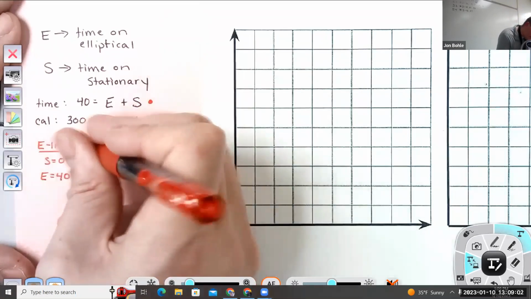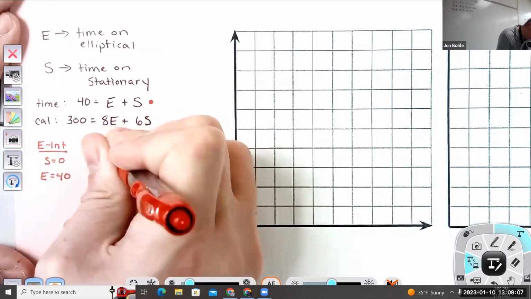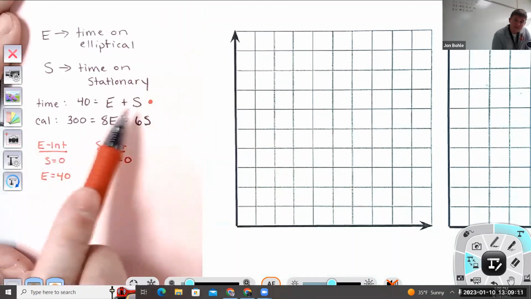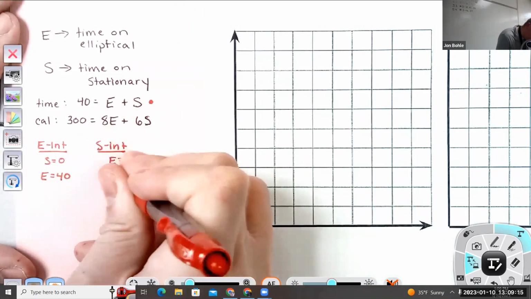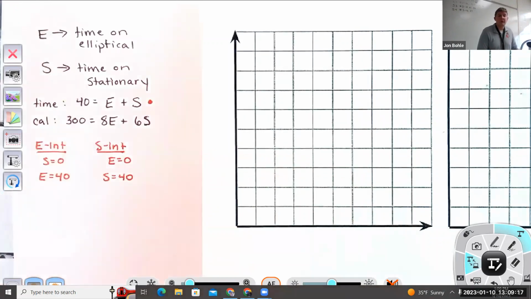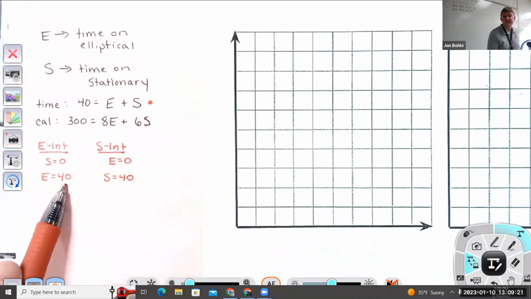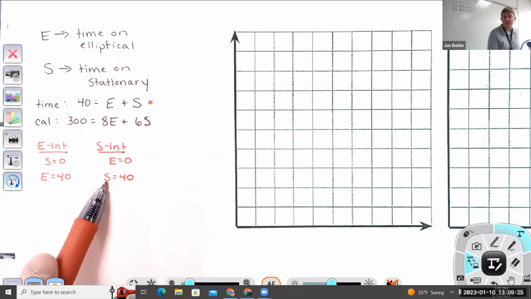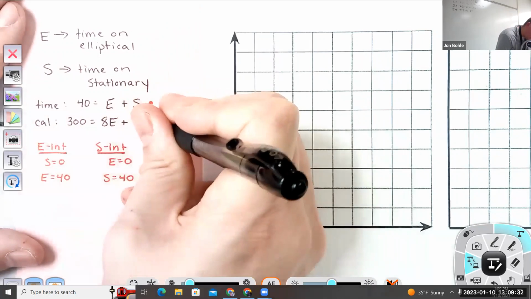Okay, let's do my S-intercept. That means E would equal 0, so E would go away. That means S is equal to 40. And what does this mean? This means if you spend 0 minutes on the stationary, you spent 40 minutes on the elliptical. If you spent 0 minutes on the elliptical, you spent 40 minutes on the stationary. Okay, let's do the bottom one. The bottom one's a little bit more difficult.